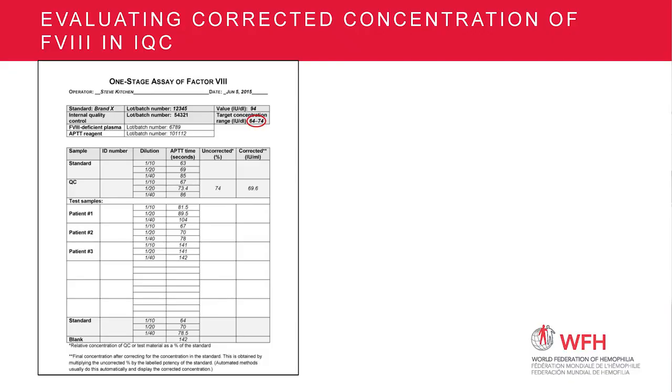What is the expected concentration of the factor VIII in this sample? We need to look at the target values for this particular QC, and we need to know that this value sits within the target. The target range for this particular lot number of QC, 64 to 74. Is 70 within that range? Yes. It means that the assay has been successful. It means that we can proceed to calculations of patient results and that these will be safe to release for patient management purposes. So we need to plot the patient results.